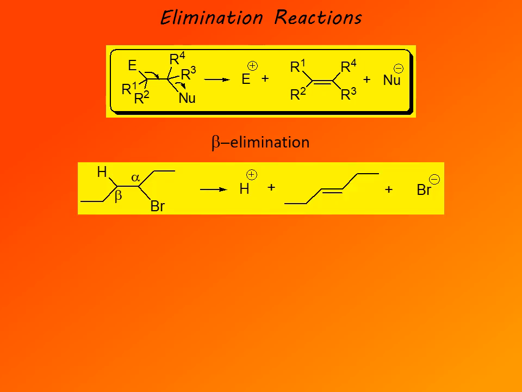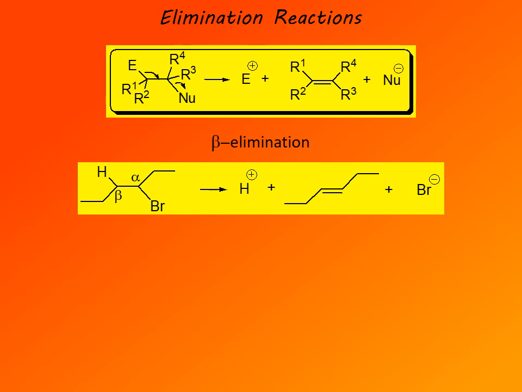Typical elimination is beta elimination. According to trivial nomenclature, the carbon atom that is bearing a leaving group, in this case a halogen atom, is labeled as the alpha carbon atom. Any atom attached to the alpha carbon is the beta carbon, and then any attached to beta is gamma, and so on. We can have delta and so on. So elimination from alpha and beta carbon atoms gives a pi bond and is called beta elimination.